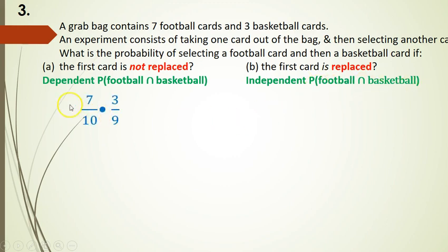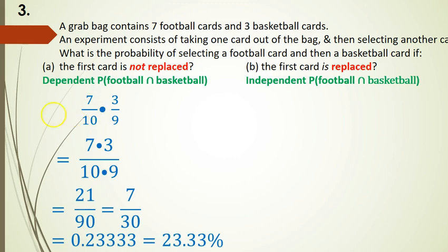Okay. So we're going to take the 7 football cards over the total, which was 10. And then we're going to take the 3 basketball cards. Now, we still had 3 basketball cards in the bag, right? But we kept the football cards, so now there's only 9 cards. So we're going to, again, multiply across the top and the bottom, get 21 over 90, which is 7 over 30 reduced. Again, remember, your answer could be represented as a fraction reduced, as a decimal, or as a percentage.